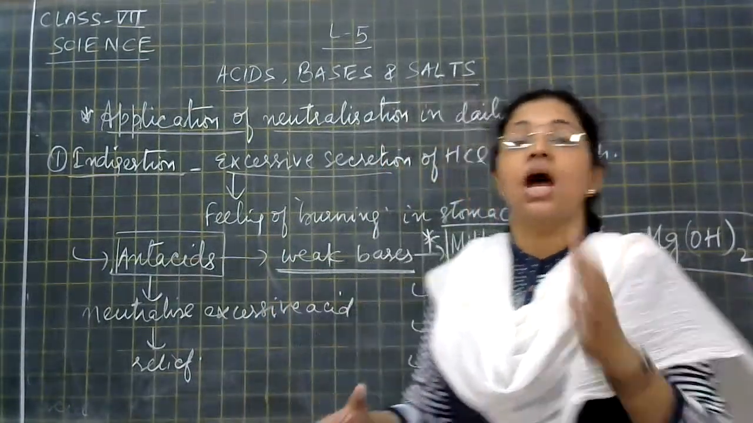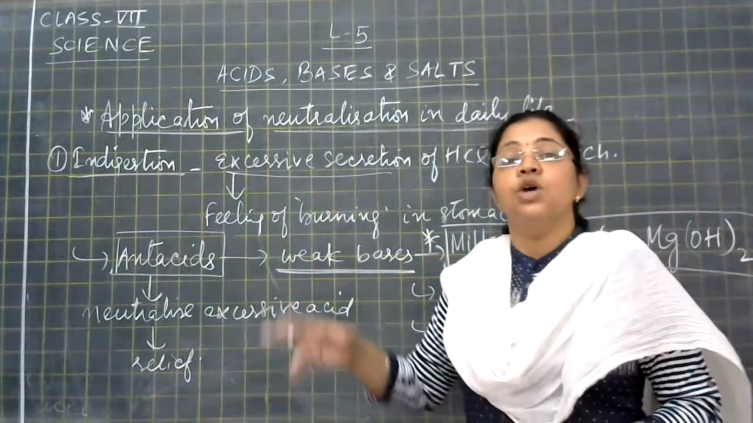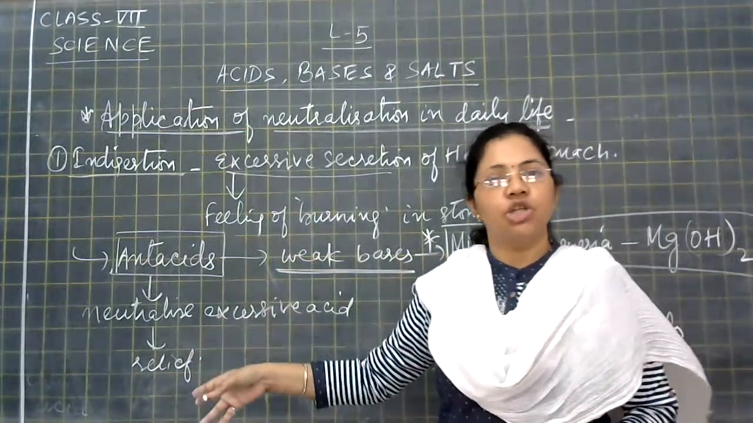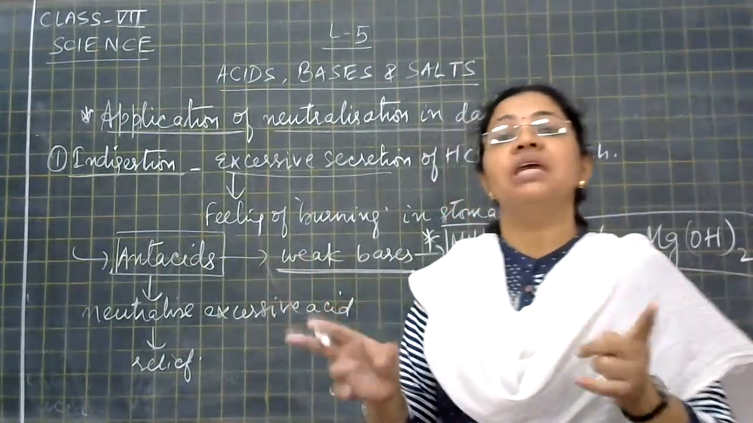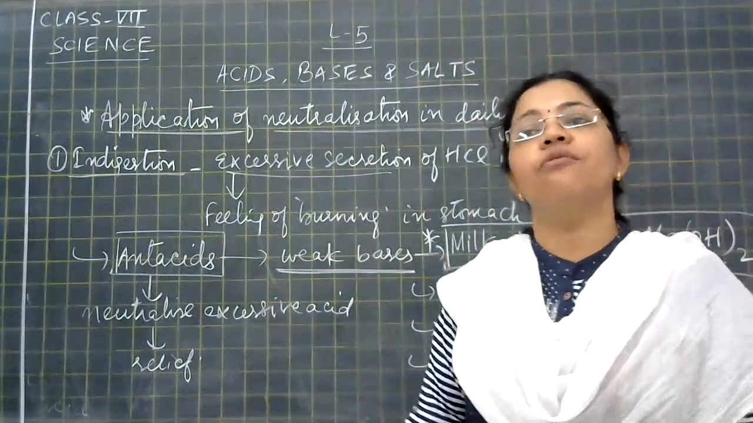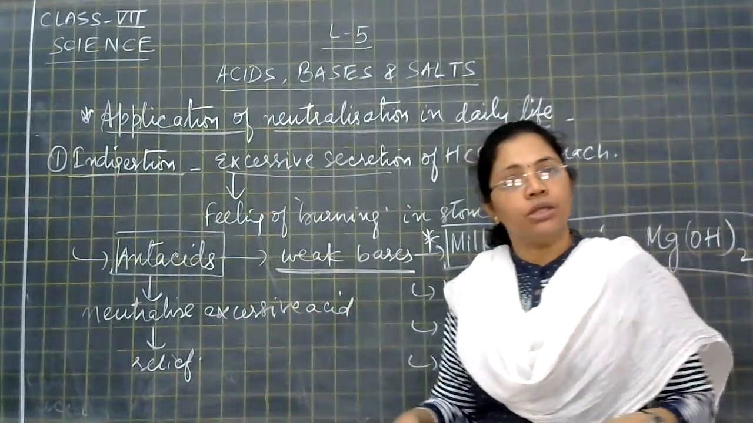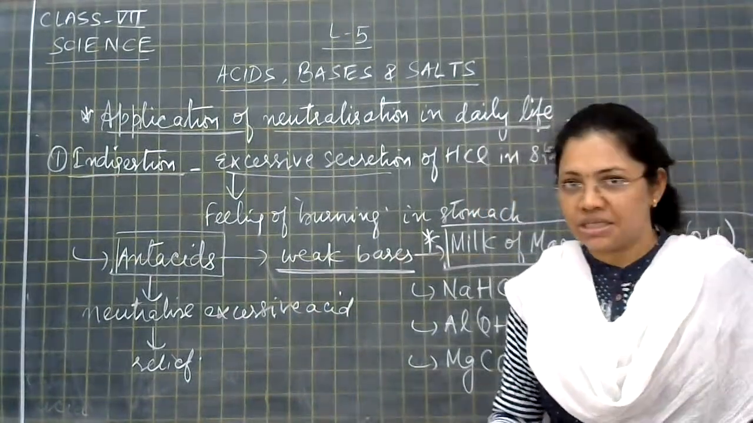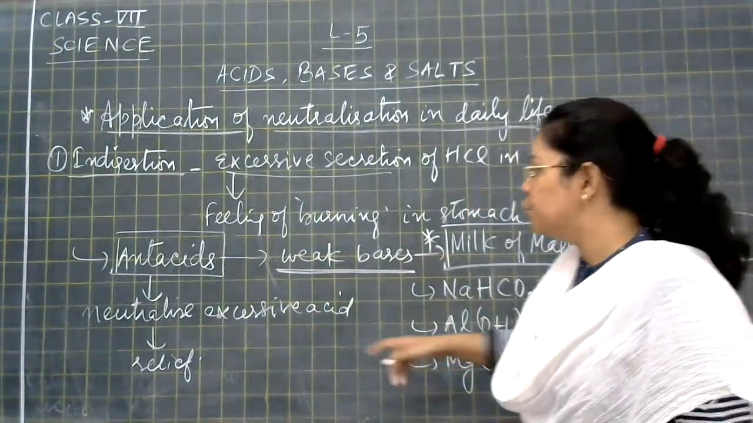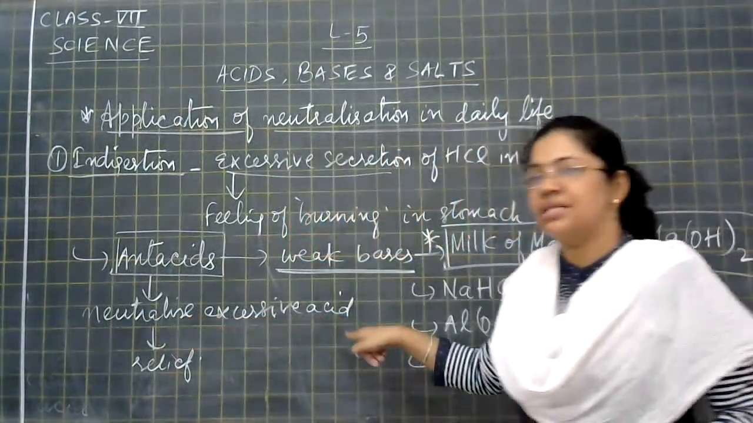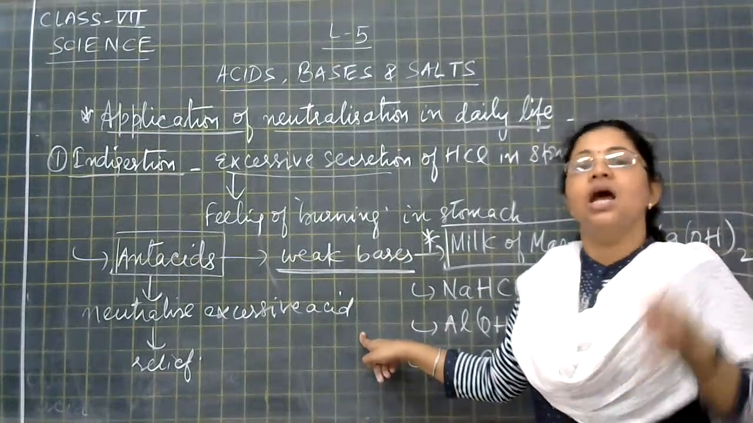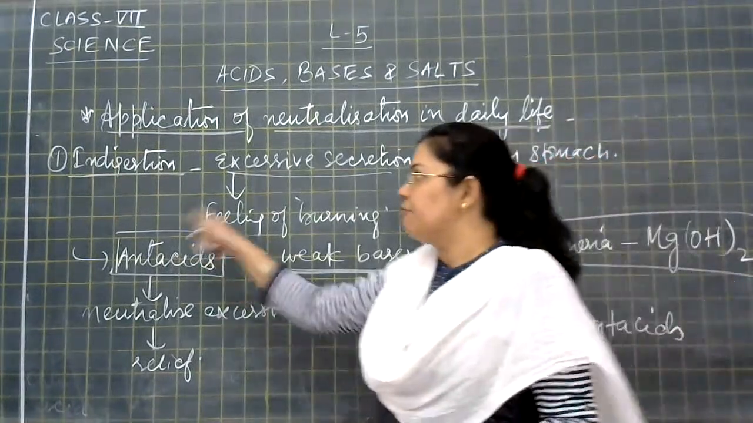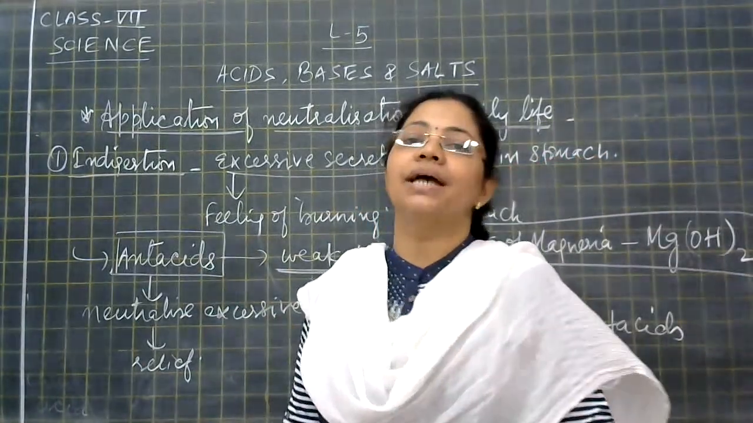So antacids are those substances which work against the action of acids, and essentially they need to be weak bases. And how do they work? They are consumed during the problem of indigestion or acidity situation. And what they do? They neutralize the excessive acid which is present in our stomach, that is hydrochloric acid. And after that, we get relief from that particular problem of indigestion.